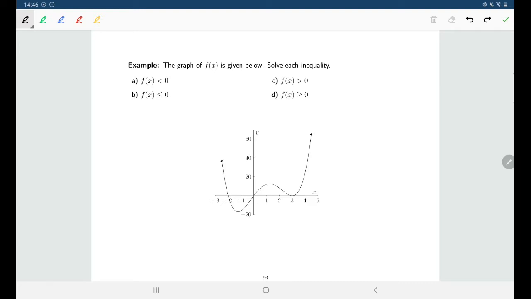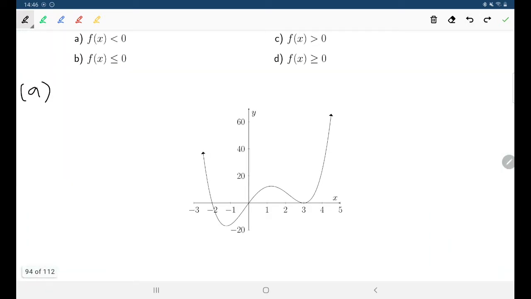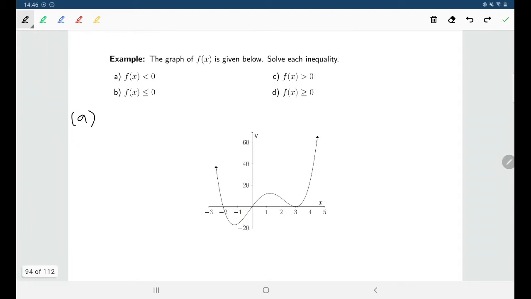So for part A, if we're looking for where is it strictly less than 0, where are we below the x-axis? If you're looking at your graph, you're below the x-axis only for this little chunk here, which is between -2 and 0. So where are you below the x-axis? From -2 to 0, not including the -2, not including the 0. Not including the -2 because that's where you're exactly at the x-axis, and same thing with 0 because, again, that's where you are at the x-axis.